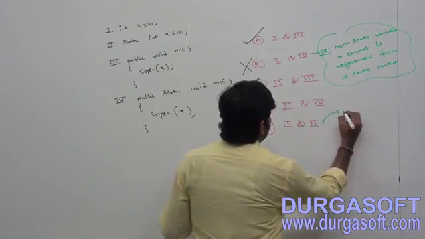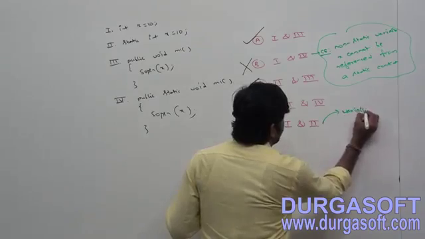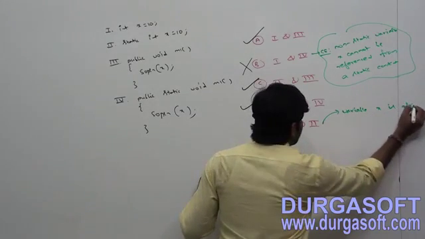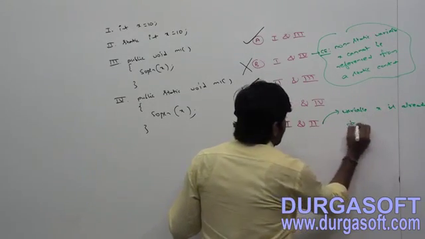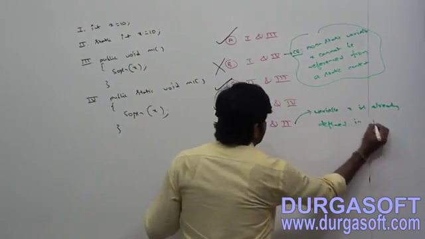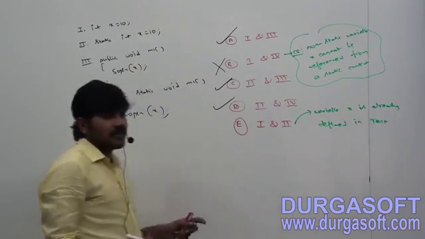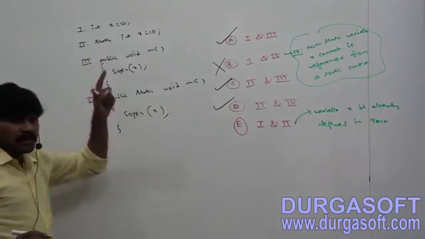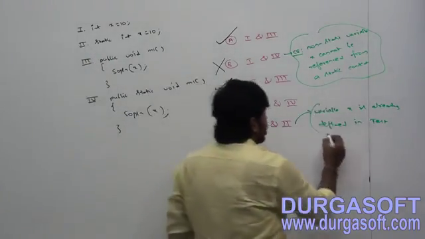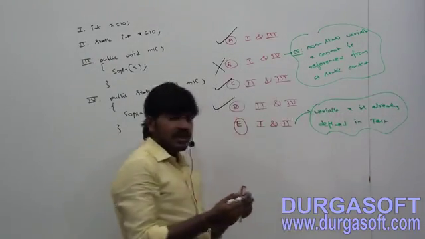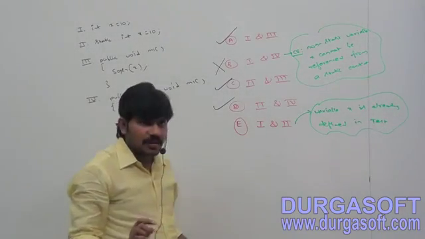Variable x is already defined in test. Assume that in the test class I want to take these 2 lines. Immediately compile time error we are going to get saying variable x is already defined in test.